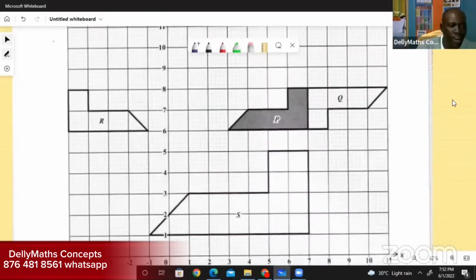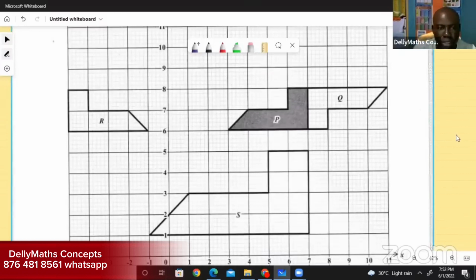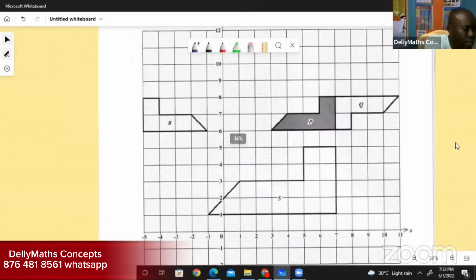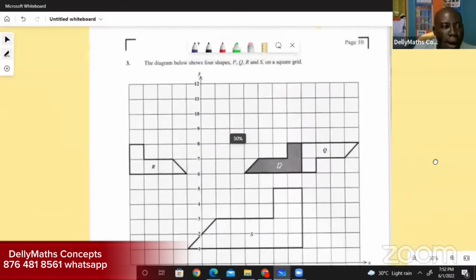All right, so we are at number 3. What number 3 is, as you could see, it is a transformation question. So let me minimize so I could have a better visual of what's going on. So it's a transformation question.